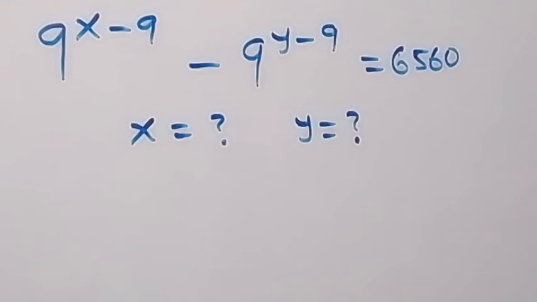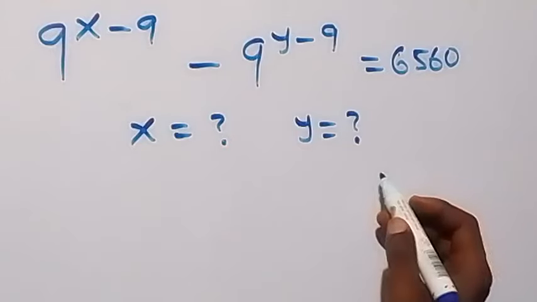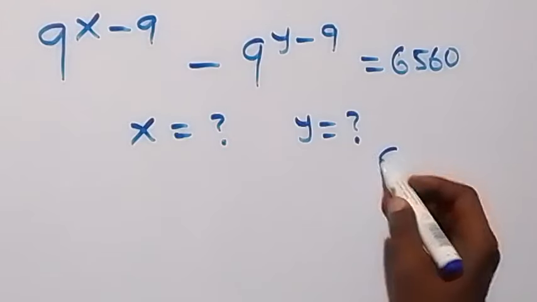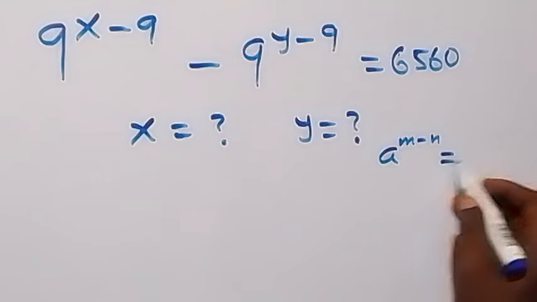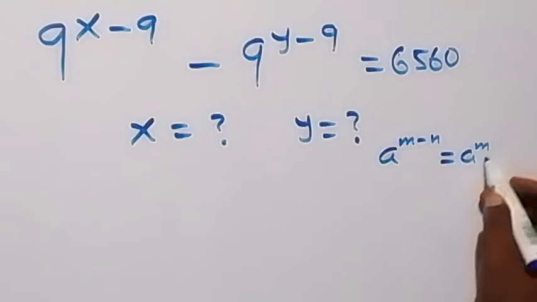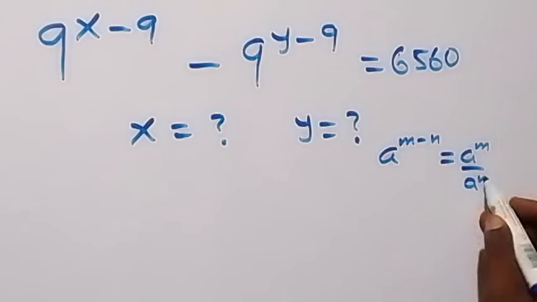Here, let's solve this nice exponential equation. To find the value of x and y here, from the law of indices, when we have a raised to power m minus n, this is the same thing as a raised to power m over a raised to power n.